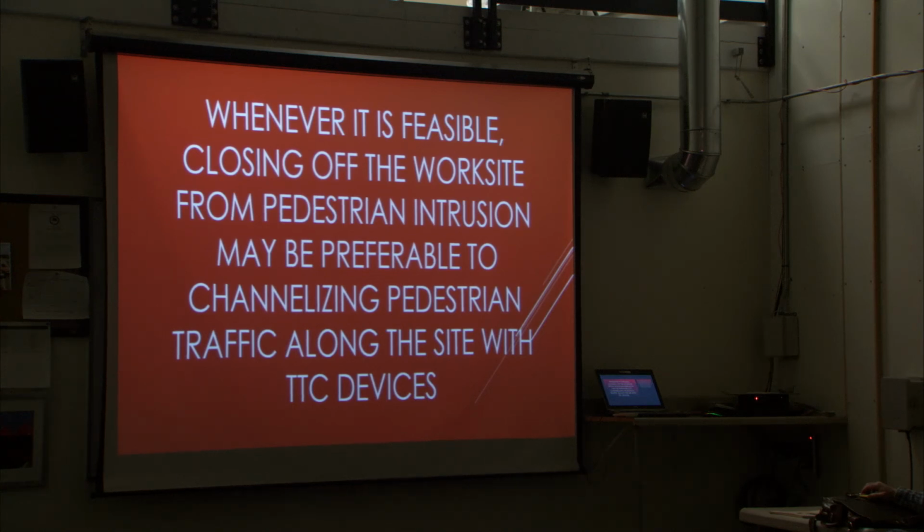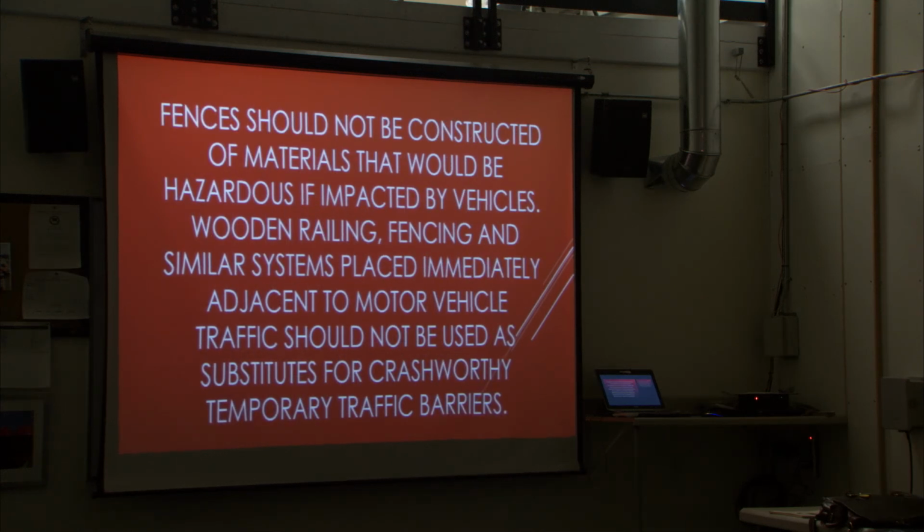Whenever it is feasible, closing of the work site from pedestrian intrusion may be preferred to channelizing pedestrian traffic along the site with temporary traffic control devices. Fences should not be constructed of materials that would be hazardous if impacted by vehicles. Wooden railing, fencing, and similar systems placed immediately adjacent to motor vehicle traffic should not be used as a substitute for crash-worthy temporary traffic control barriers.